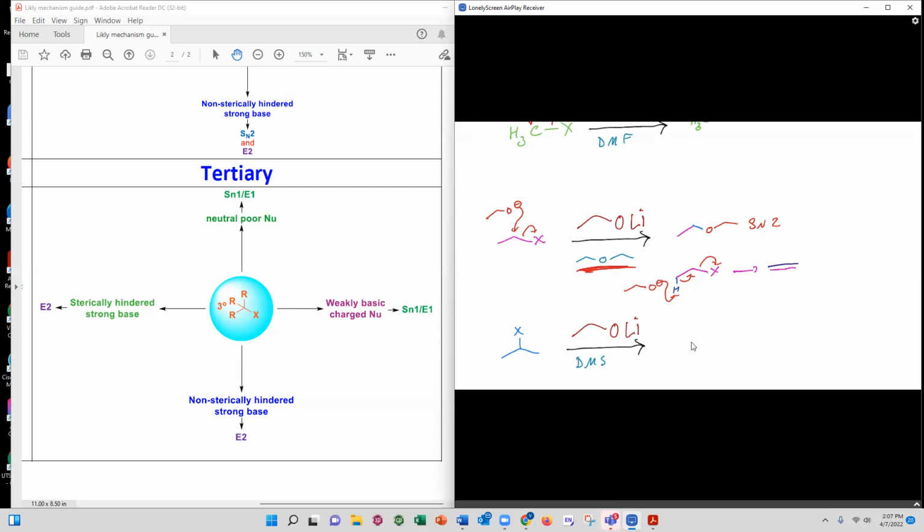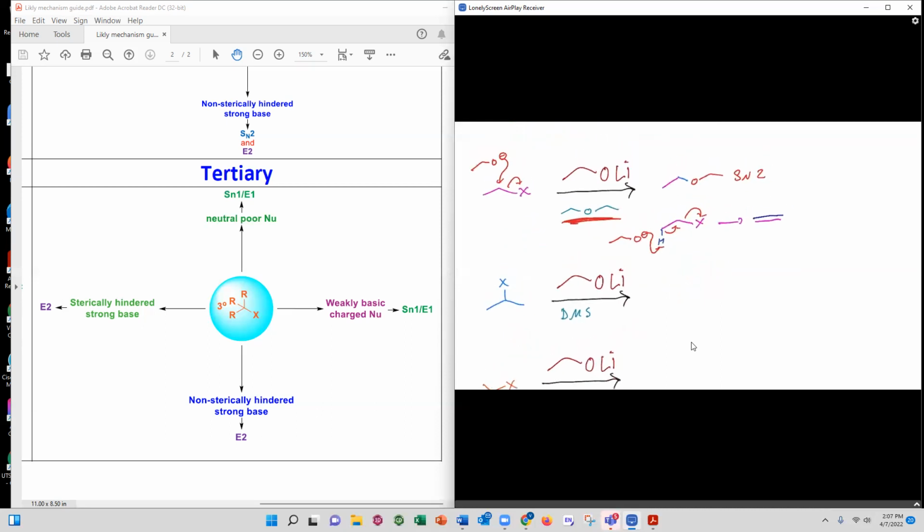Same thing with secondary. Secondary is going to undergo SN2 and E2. Now, because it's secondary, it's probably going to undergo a little bit more E2 and a little less SN2. But again, your book doesn't talk about that, so I'm not going to talk about it.